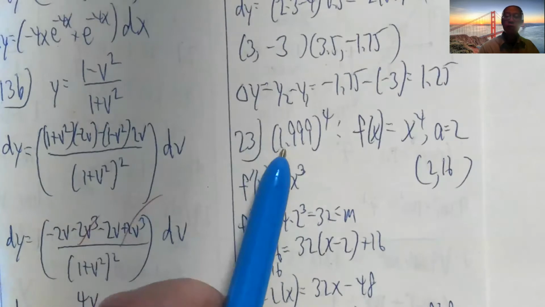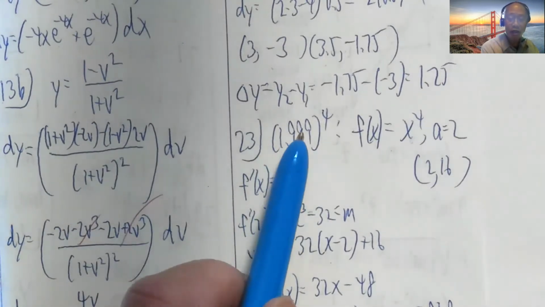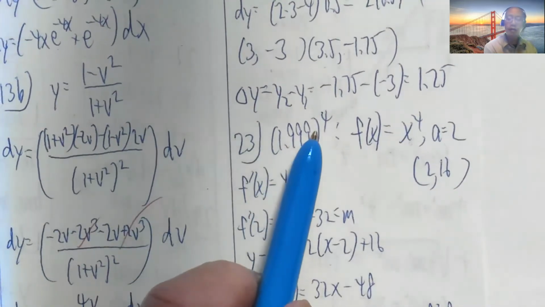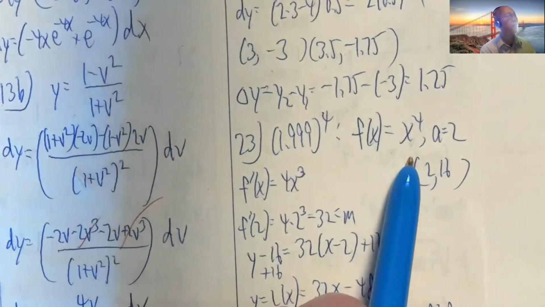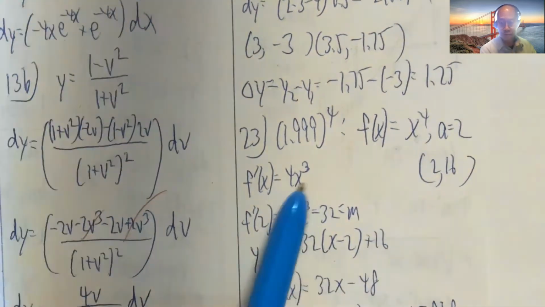Okay, 23. Approximate 1.999 to the fourth power. Okay, not by punching in the calculator, that's very difficult, but by using the linearization. So the function is raising to the fourth power, f of x is x to the fourth, and the nearby nice value is a equals 2. So we're at the point 2 comma 16.